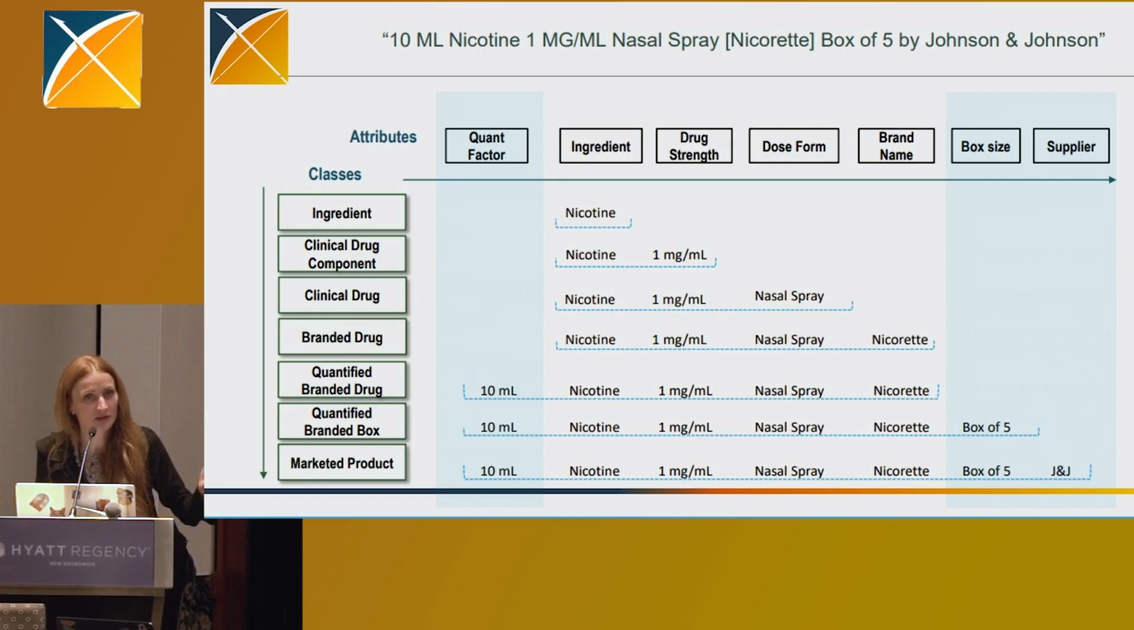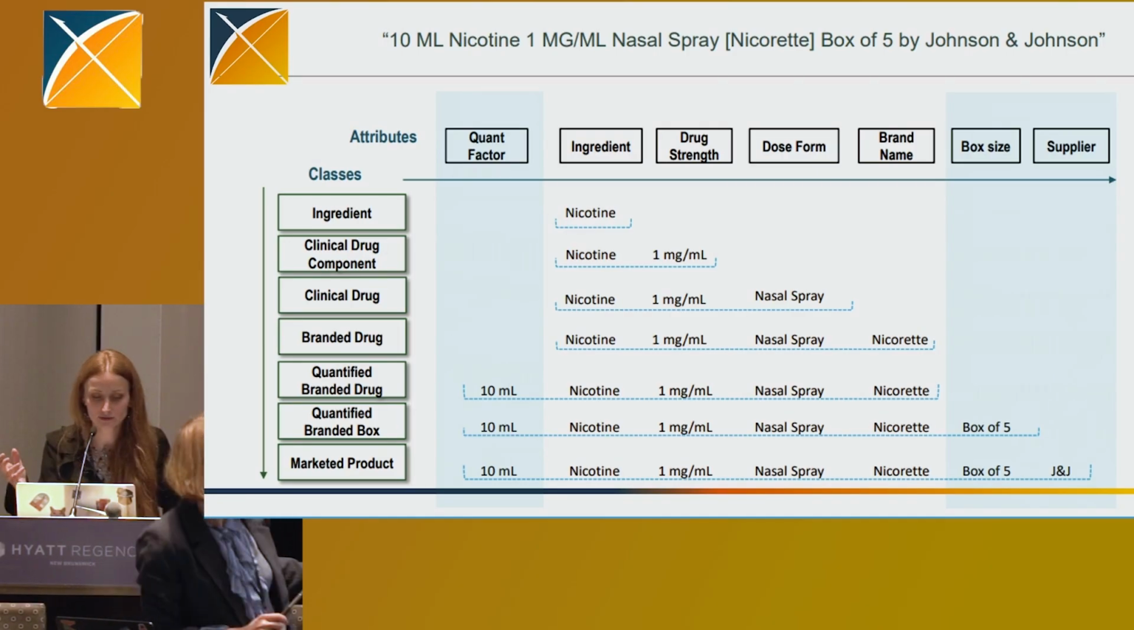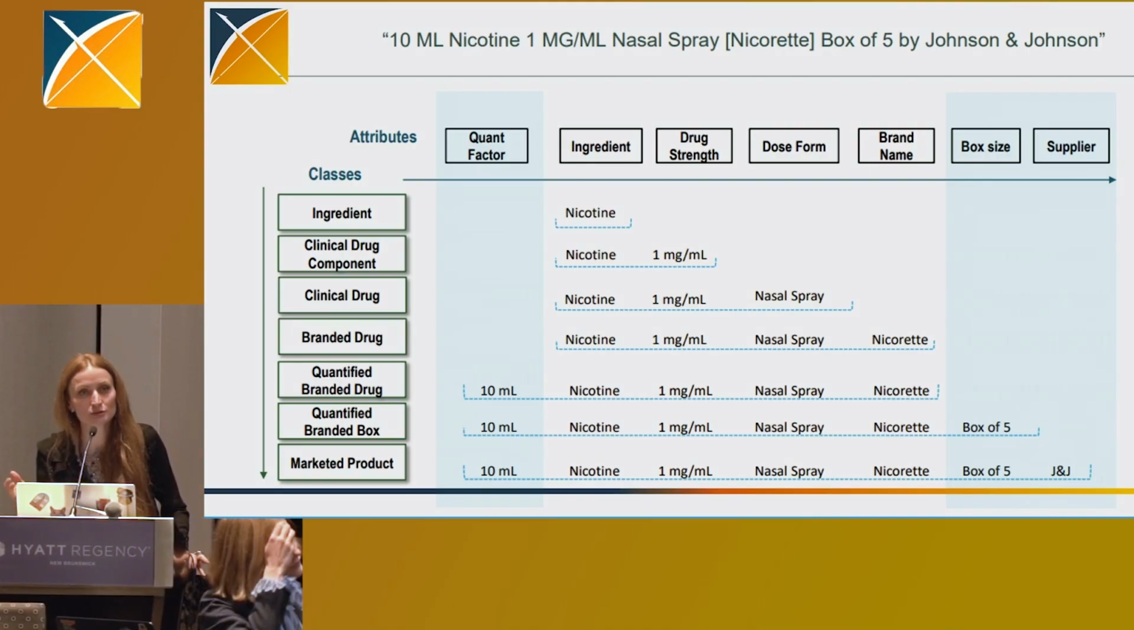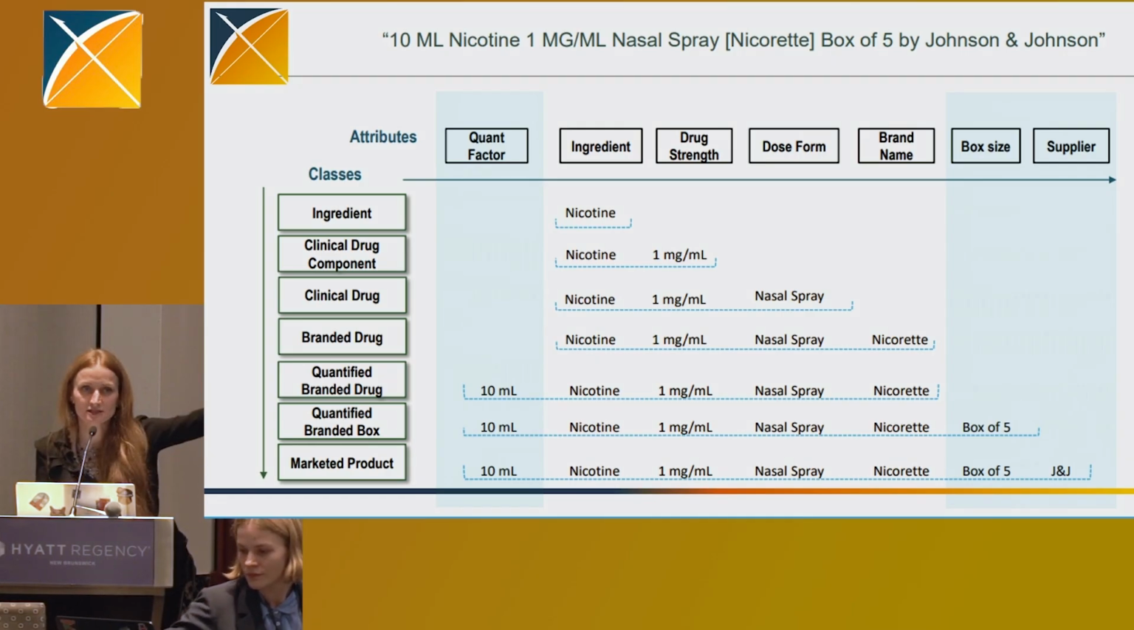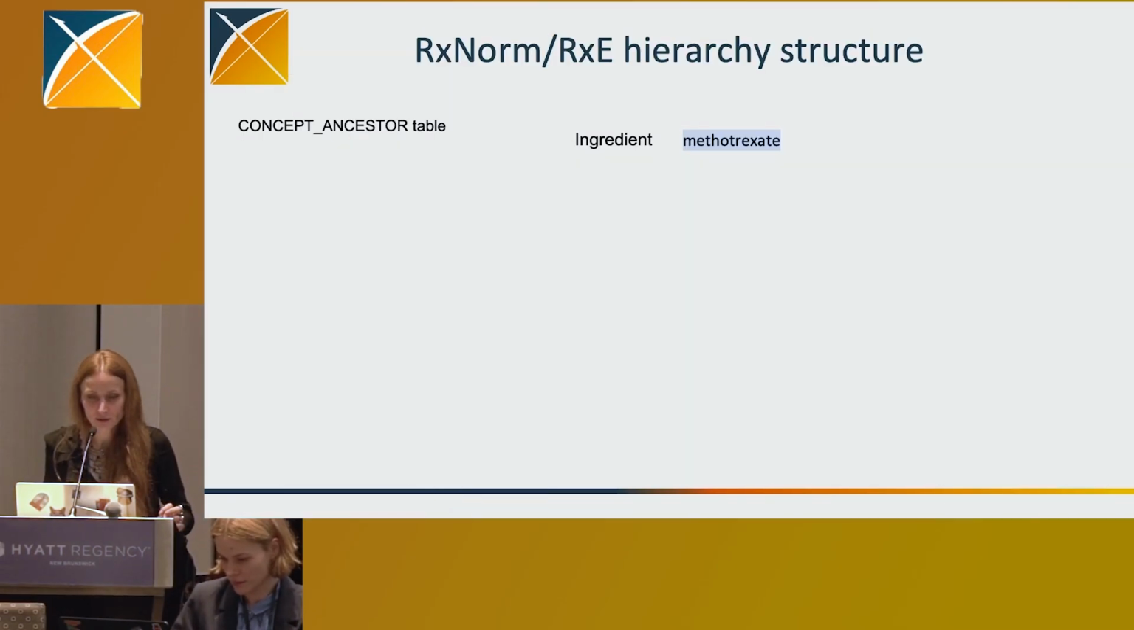And the last one, but not least, of course, it's a whole list of all possible attributes, from quantified factor, ingredient, all other things, box size, and also supplier or manufacturer of your drug. And it's called marketed product. So you know this, and I recommend memorizing these attributes right now. Please memorize it. It's very important because you should know these classes and the components of these classes for simple concept set creation. Okay, let's go further.